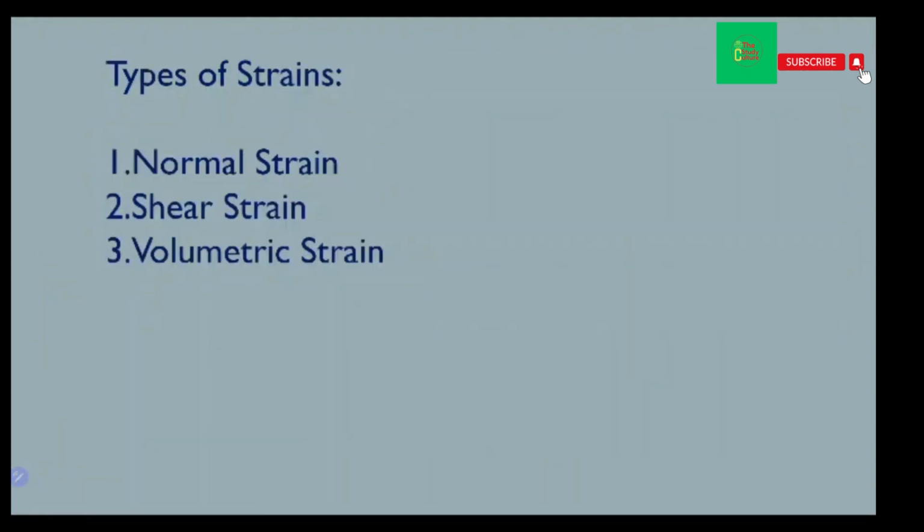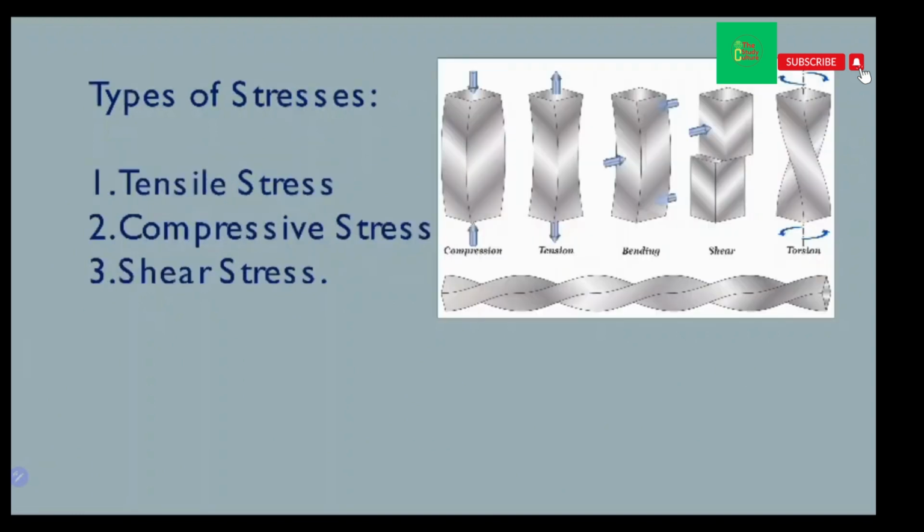Shear stress. Shear stress means two forces equal and opposite in nature, when they act tangentially to the resisting section, as a result of which the body shears across a section, is known as shear stress.